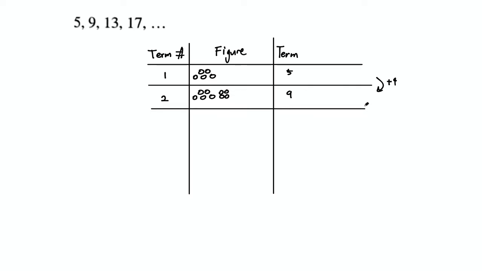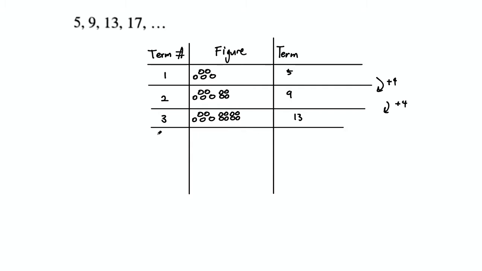Okay, so then we draw another line. Now we have term number 3, which is 13, which means we're adding from 9, 4 again. Okay, so that means we're going to have the previous term, and all we're doing is adding another chunk of 4, like so.